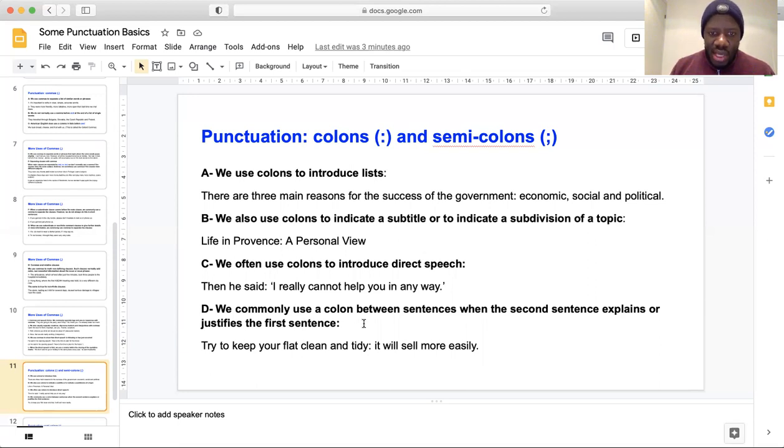We commonly use a colon between sentences when the second sentence explains or justifies the first sentence or adds something to it. Try to keep your flat clean and tidy, or try to keep your room clean and tidy, or try to keep your apartment clean and tidy: it will sell more easily. So this is a justification or an explanation for why you need to keep your flat clean and tidy. It will sell more easily in the real estate market.